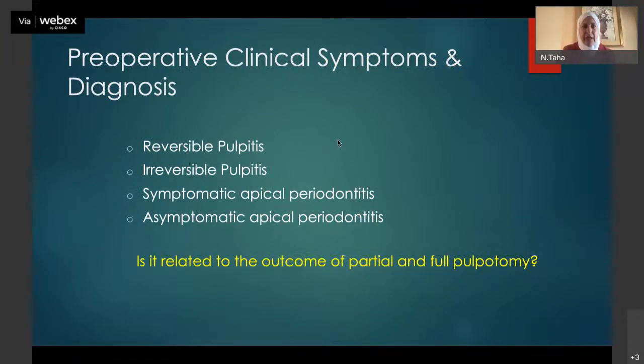So, preoperative clinical diagnosis: reversible pulpitis, irreversible pulpitis. Even when you have periapical radiolucency and you have a vital pulp, you can still perform pulpotomy. Presence of a periapical lesion is not a contraindication to vital pulp therapy.